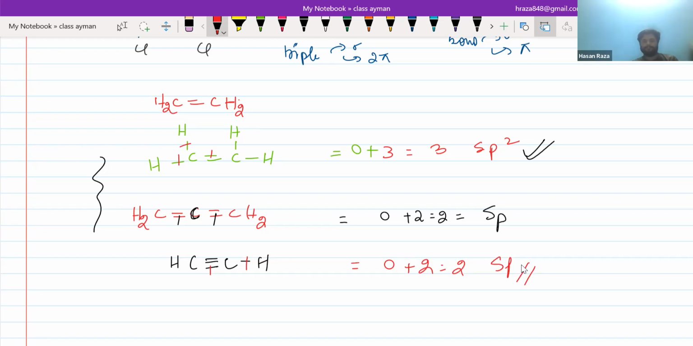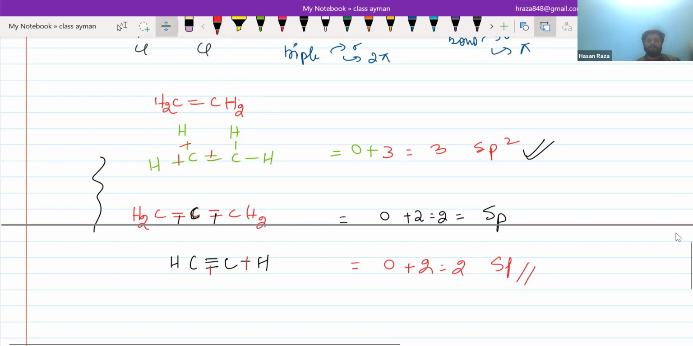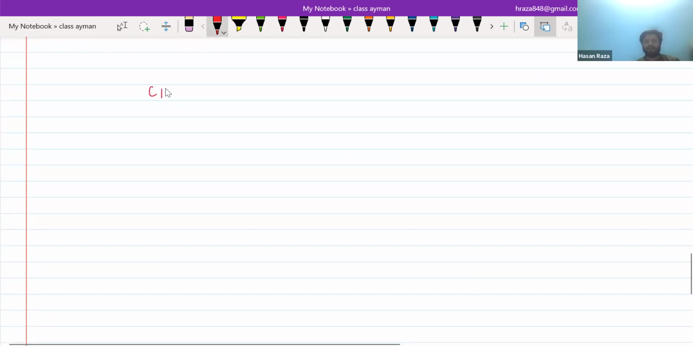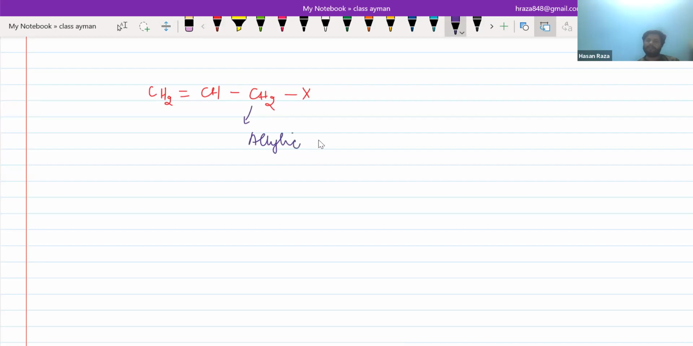Now see, we were talking about allylic carbon. Allylic carbon, you can see this is CH2 double bond CH, single bond CH2X. So what is allylic carbon? This is basically allylic carbon. And with allylic carbon, if there is X, that means halogen, that is called allylic halides.